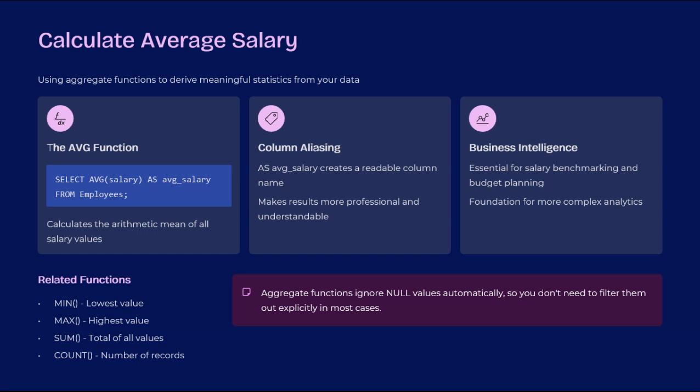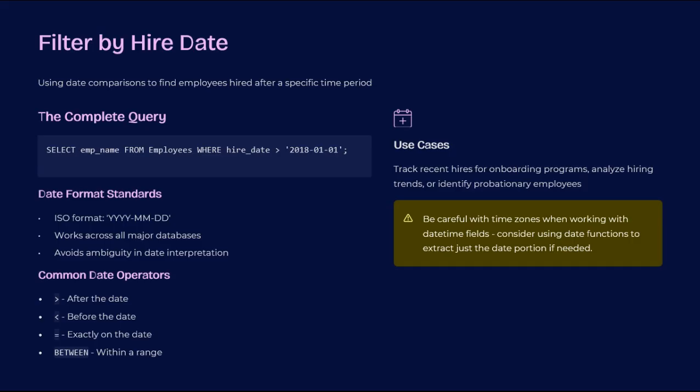So there are other aggregate functions as well. Instead of AVG, you can use MIN, MAX, SUM, COUNT. Aggregate functions ignore null values automatically. So you don't need to filter them out explicitly in most cases. Let's move to the next query.